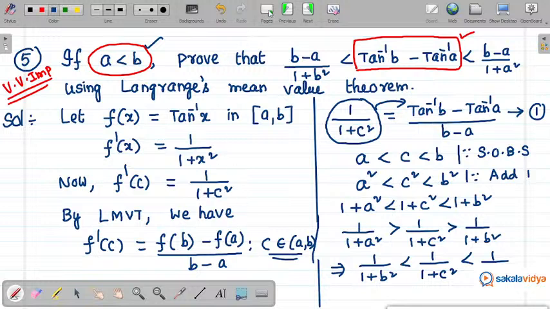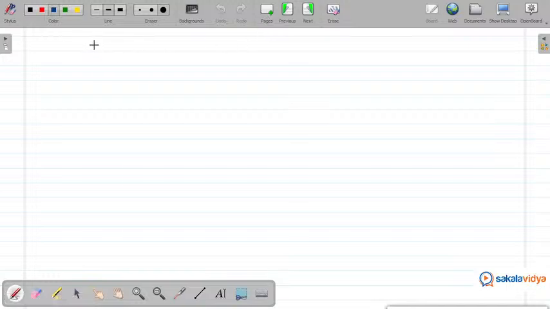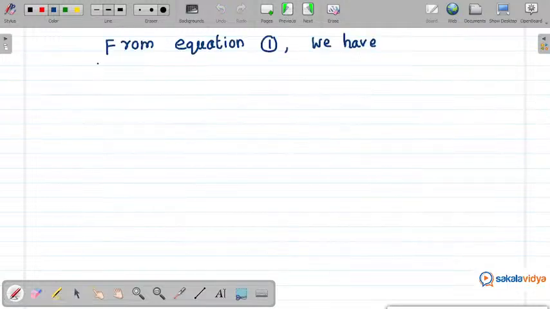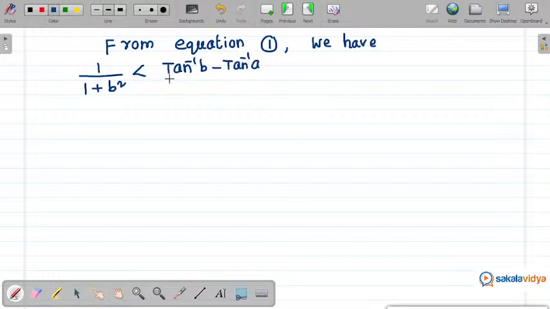So in the next step, what are we going to write? From equation 1, we have 1 by 1 plus b square less than tan inverse b minus tan inverse a upon b minus a, less than 1 upon 1 plus a square. Only one step is left now.